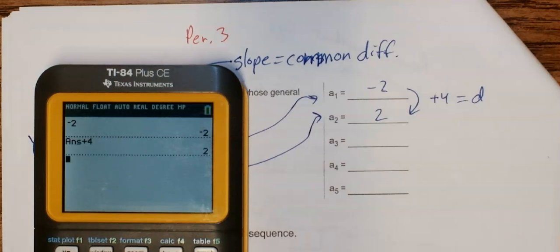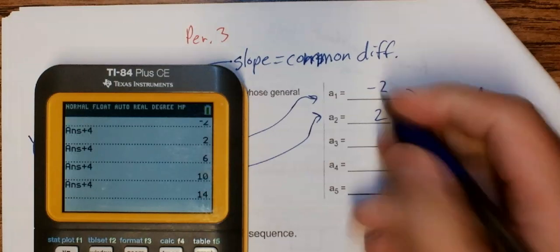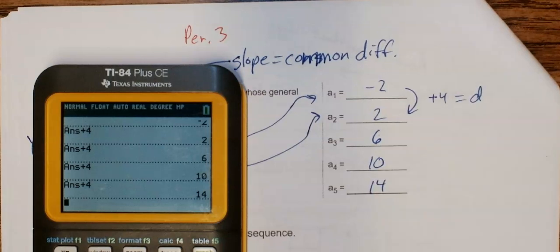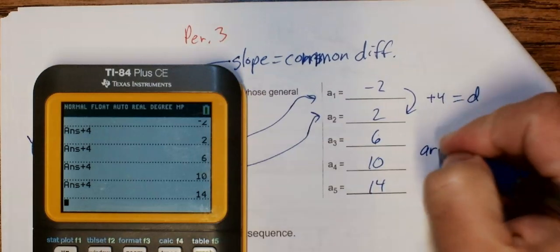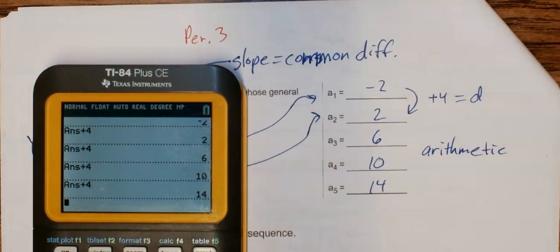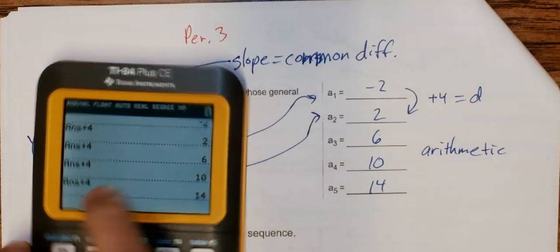We can continue adding 4 to find the remaining terms of 6, 10, and 14. This is an arithmetic sequence. Arithmetic means it goes up by a common difference, adding. So that's a way we could handle it as well. Or we could just plug in 3, 4, 5.